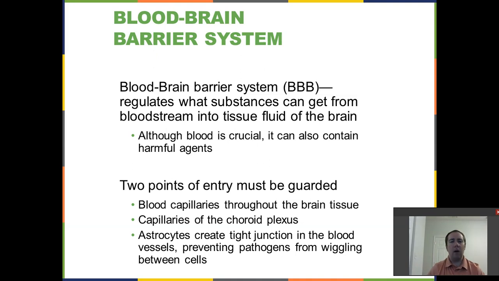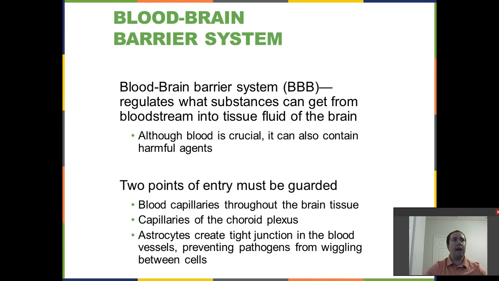You have to be on the list to get in. And so there's really only two places where stuff from the blood gets into the brain. There's only two doors. There are the capillaries in the brain, and then there are the capillaries that make up the choroid plexus. Because bad things can get in from the blood directly into the brain, or they can go from the blood into the cerebrospinal fluid and then into the brain.